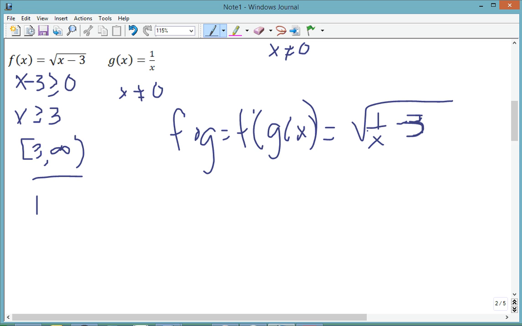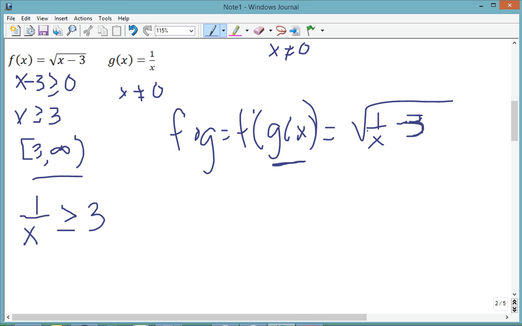Well, really what that means is 1 over x has to be greater than or equal to 3. So when I'm finding the domain of a composition, I do include the domain from the inside. That's for sure. But after that, I plug in that g of x into the domain of the f. It has to work. Not x, but g of x has to work. So how would I solve this equation?